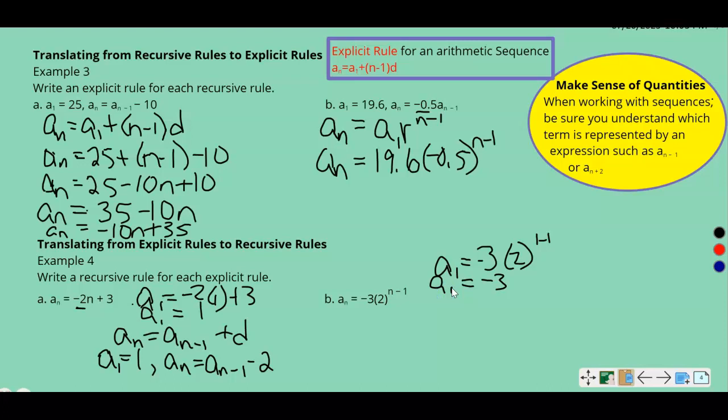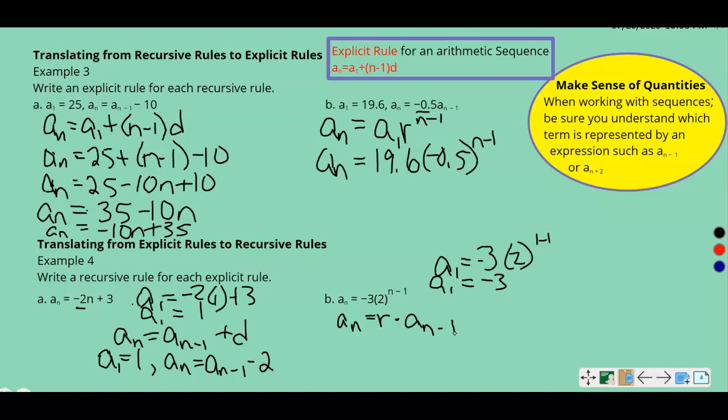Then again, we have to know the formula. So we're going to have a sub n equals our ratio times our previous term.